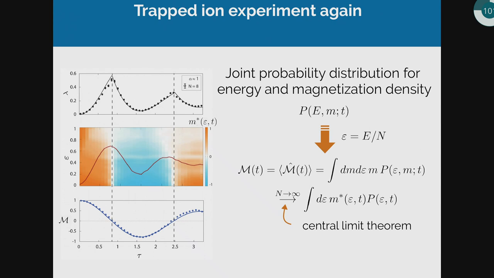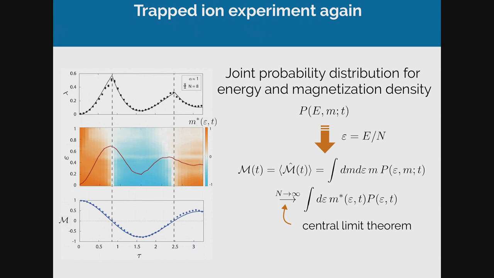Now, since both the energy density and the magnetization density are related to extensive variables, there is a central limit theorem for the probability distribution. Essentially, it's very sharply peaked around mean values. So this allows us, at least in the thermodynamic limit, to perform the integration over the magnetization density analytically, because this p is just a delta function at some mean value of the magnetization.